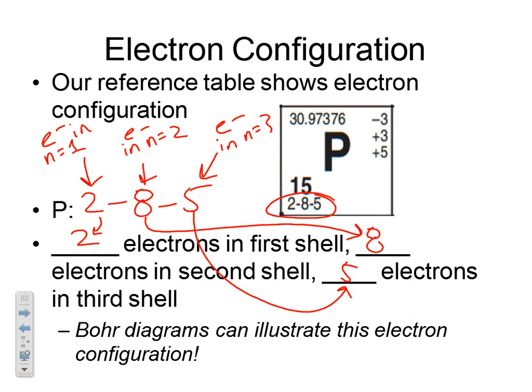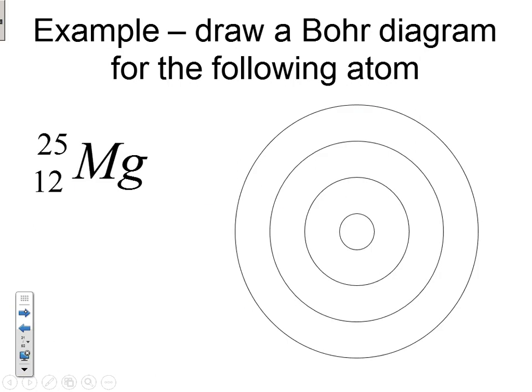So our Bohr diagrams are kind of a nice way of illustrating this idea of what's called electron configuration. How many electrons are there per shell? So just to close this out, we're going to put this together with magnesium. We have an atom of magnesium. We're going to just draw one more Bohr diagram for it.